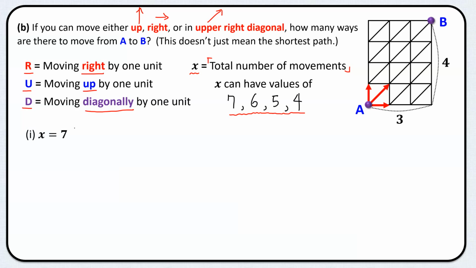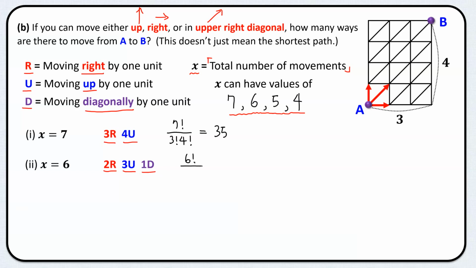First, the total number of movements is 7. This corresponds to moving 3 times right and 4 times up. Therefore, the number of ways is 7 factorial divided by 3 factorial 4 factorial, which gives 35. Next, X equals 6. This corresponds to 2 times right, 3 times up, and 1 time diagonally. Therefore, the number of ways is 6 factorial divided by 2 factorial 3 factorial, which gives 60.